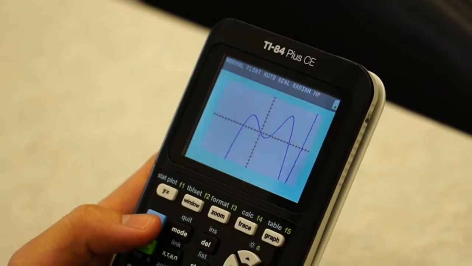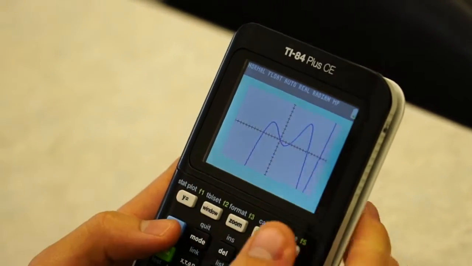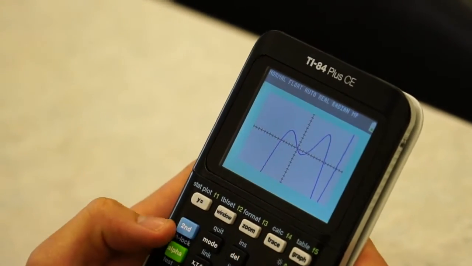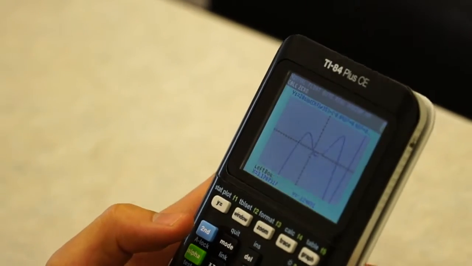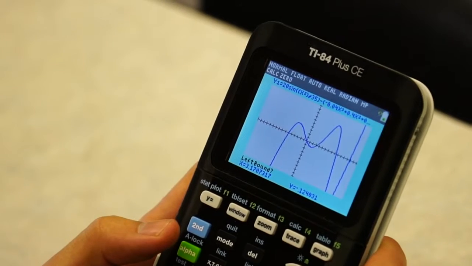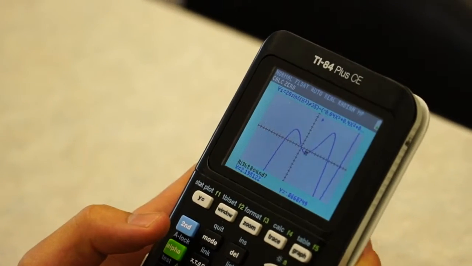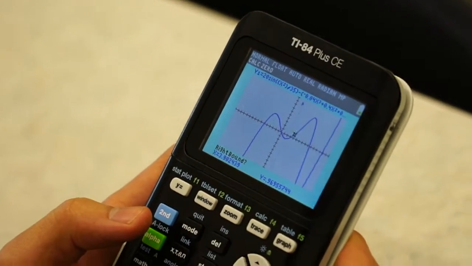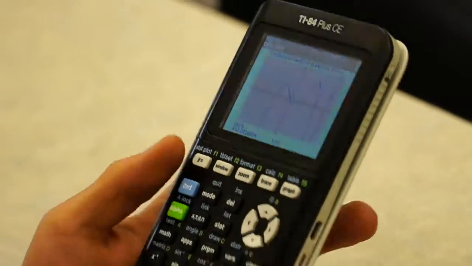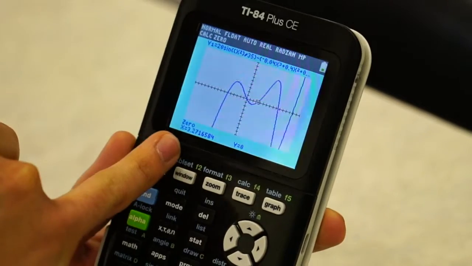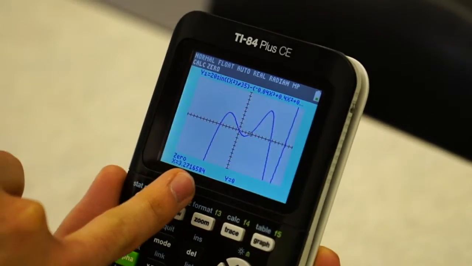So to find the point at which the graph of the derivative is equal to 0, we can do second calc and then 2 for 0, and then use your arrow keys to select the left and right points to find the 0 in the middle. And you can see that this 0 is x equals 3.2716.